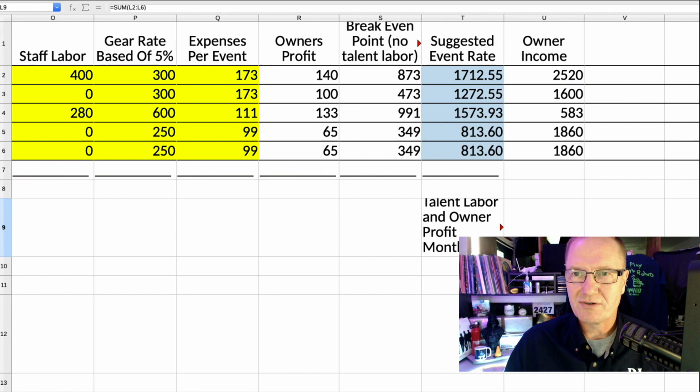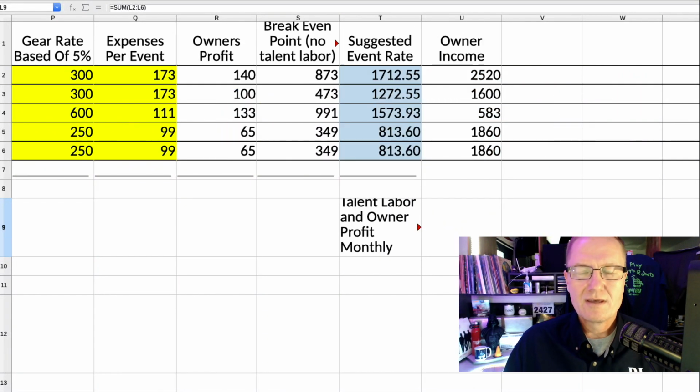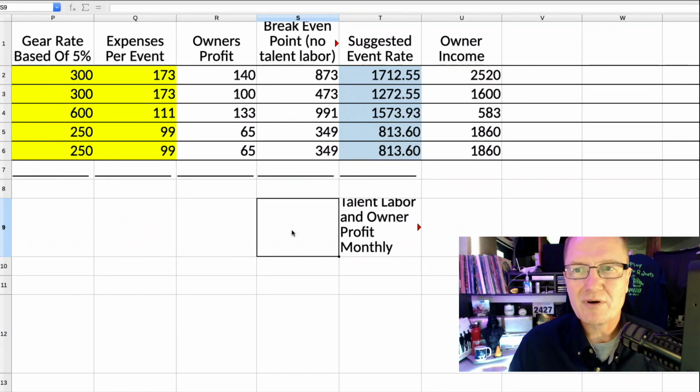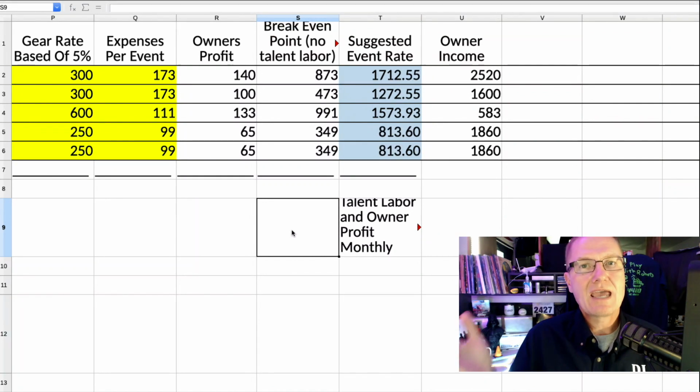I'm going to just scroll this over a little farther. Okay, so our break-even point is going to be with no labor at all from us, none of our pay. It's just going to be the expenses of the day, and the labor for the other people that are there, your assistants, and your gear, some bare minimum.